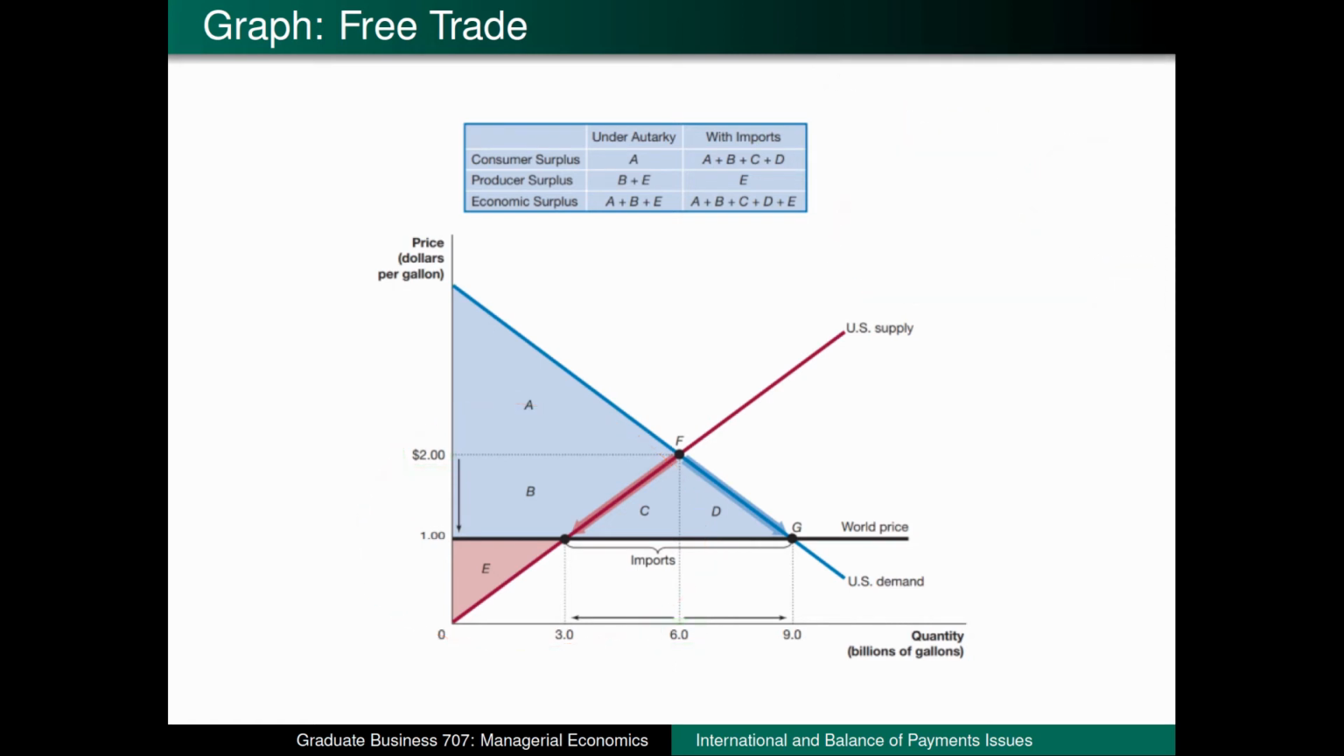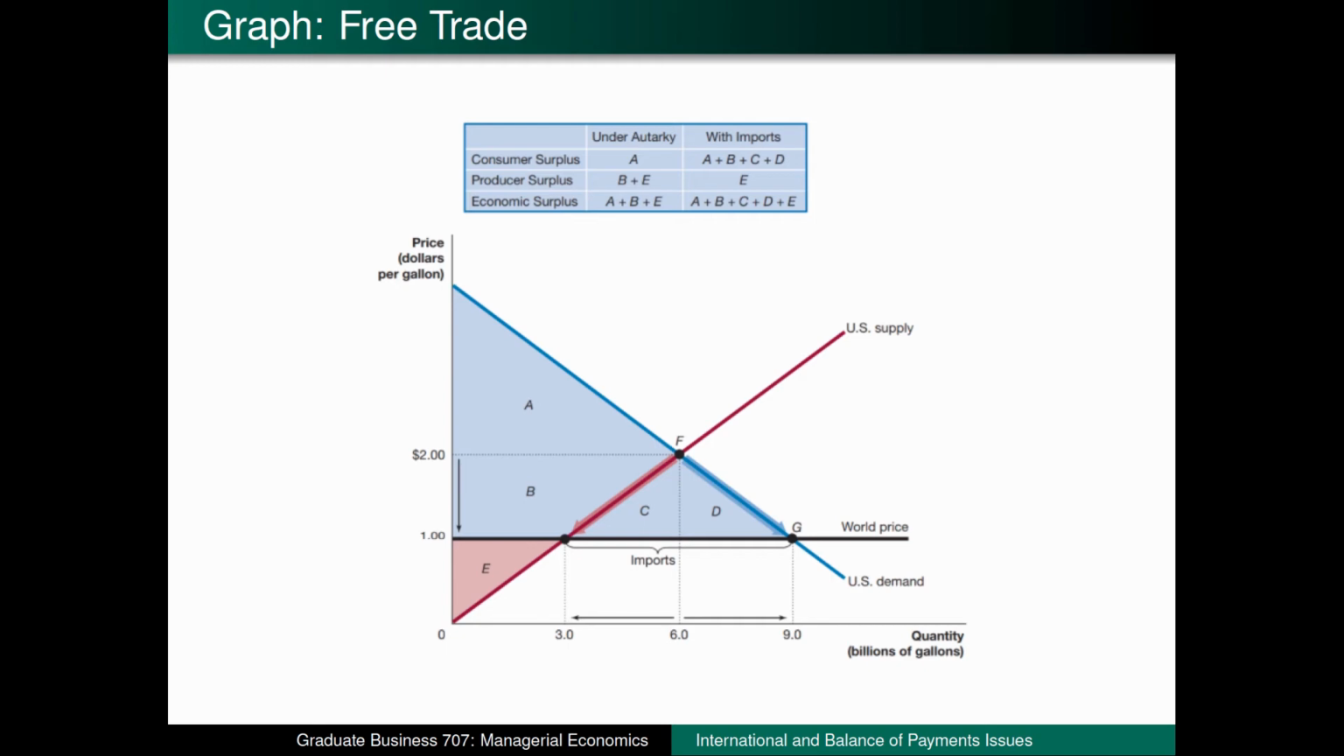But now that there is free trade, the area above the supply curve and below the market price of $1 has shrunk to just the red triangle E. So American producers are harmed by free trade because they sell their product at a lower price and lower quantity. It's simply not a good result for domestic firms. So American consumers win, but American companies lose under free trade.